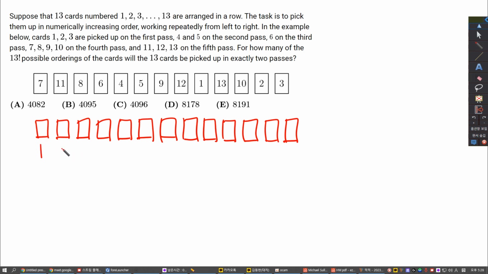In such a case, all the other cards are arranged according to their number, and just one pass will pick all 13 cards. So that's not the case we want. That's why one's position should start from the second position. Then if all the other cards are arranged in order, after picking up one card, with the second pass, all 13 cards will be picked up. So that's the case we want.